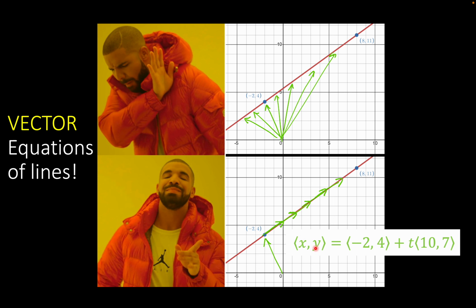xy as a vector equation would be in the form -2, 4, which is the vector going from the origin to one of the points on the line, such as -2, 4. And then I will use t as a parameter and multiply that by the direction vector of that line. And the direction vector of that line is simply the vector going from -2, 4 to 8, 11, which is a vector with x component 10 and y component 7.